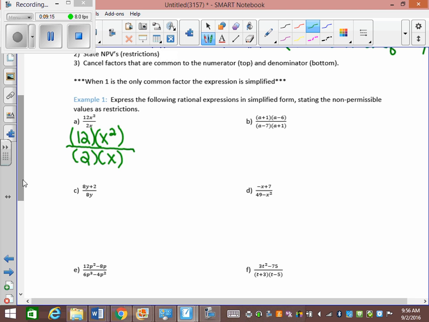So now I'm like, okay, I want to cancel. And I say, no, you can't cancel until you state your non-permissible value. So I have 2 can't equal 0. Is that possible? 2 just can't equal 0. So I don't have to state non-permissible values for that one, right? And then for this one I have x can't equal 0. And then that.